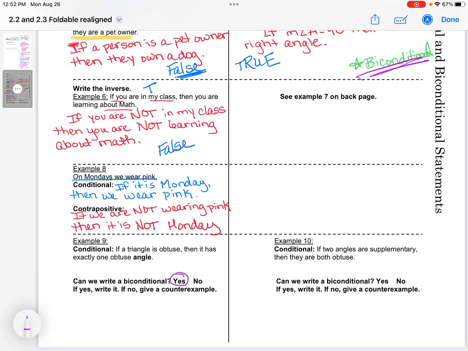So another example would be, if a triangle is obtuse, then it has exactly one obtuse angle. That's true. Okay. So does that mean if a triangle has one obtuse angle, it's an obtuse triangle? Yes. So we're going to write it a little bit different because it's an if and only if. So I'm going to write, a triangle has exactly one obtuse angle if and only if the triangle is obtuse.